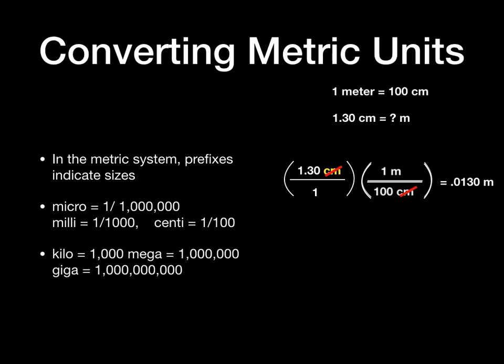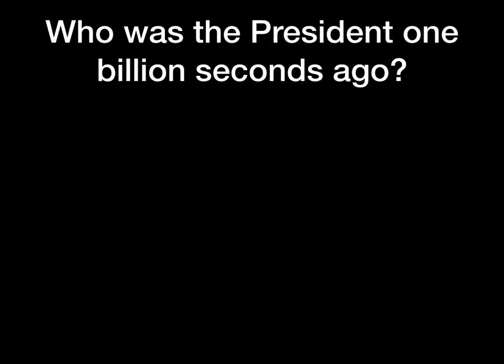What if you've got a problem that requires multiple conversions? For example, what if we had to solve something like this? Who was the president 1 billion seconds ago? Well, the number 1 billion is a very large number, and human brains don't deal with very large numbers very well. So we need to convert this into something that we can think of more easily.